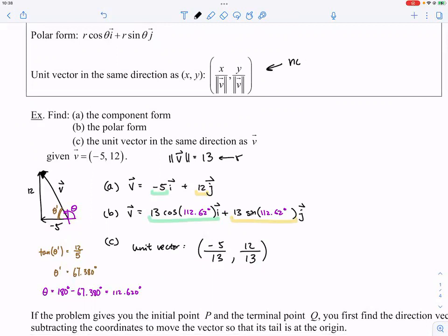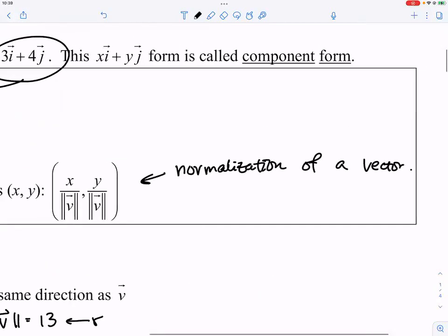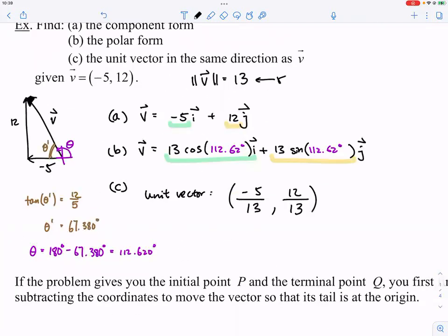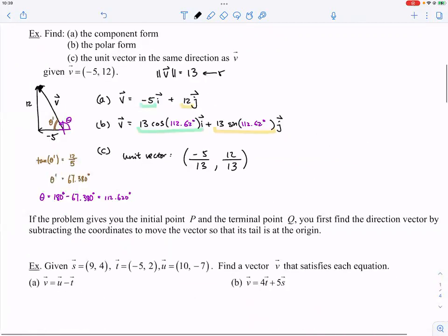This unit vector is basically a normalization of a vector. Again, you won't really get the full appreciation of the vector until calculus 3. But what we're trying to do here with the unit vector is that we are just concerned about the direction, not the magnitude. By doing this, it allows your future calculations to be done a lot easier. So that's a unit vector. Just write down the x and y components, and then divide by the overall magnitude.